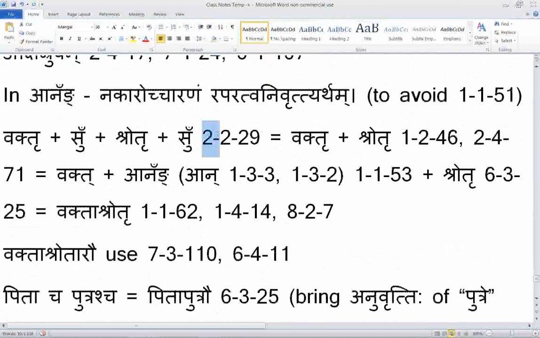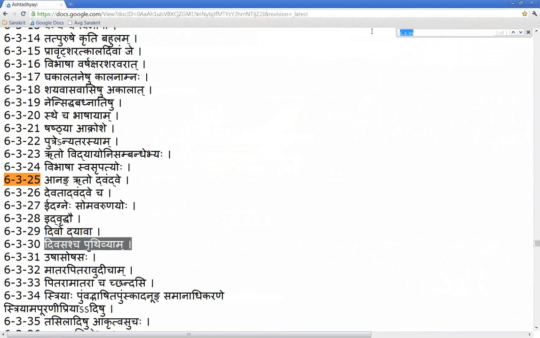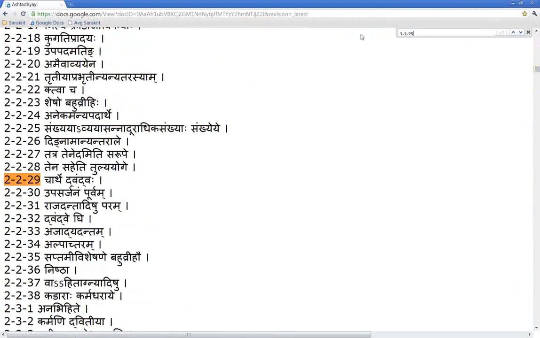Again, you have to start with the sutram Charthe Dvandvaha. There is only one single sutram in 2.2.29 which authorizes a Dvandva compound. If you have a Dvandva Samasaha, there's only one sutram, Charthe Dvandvaha, unless, of course, Panini has a Nipatanam somewhere else, like in 5.4.77. But in 2.2 it is only one sutram, Charthe Dvandvaha.